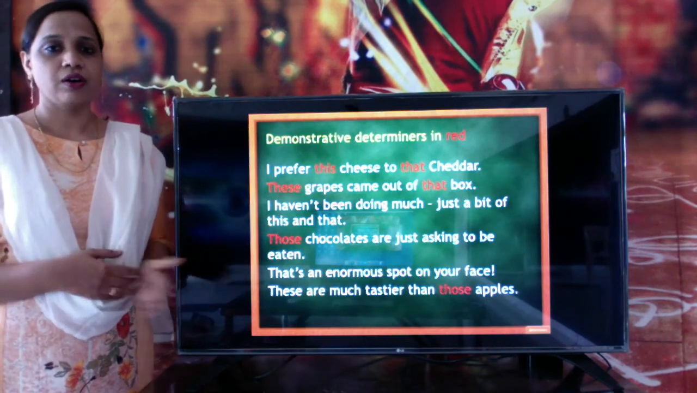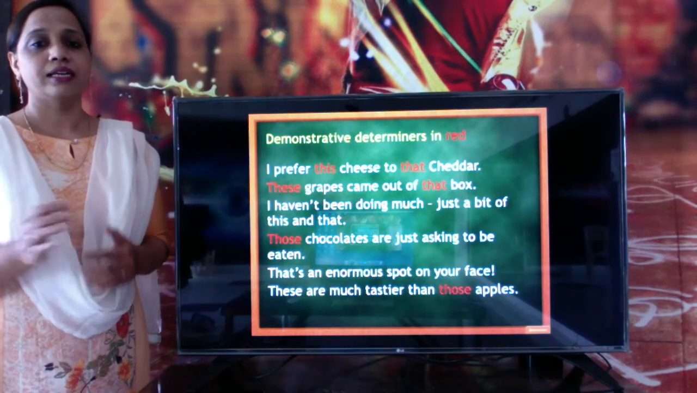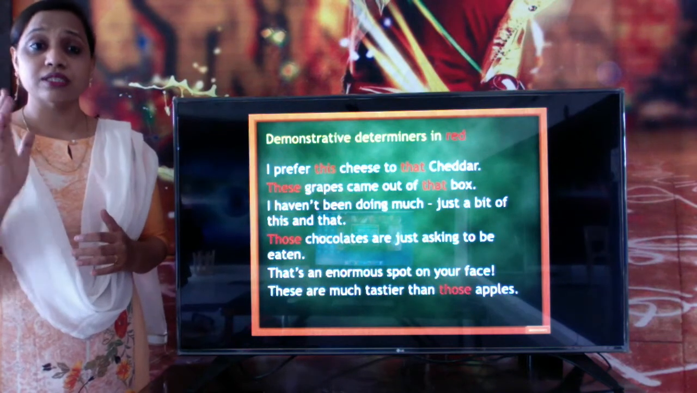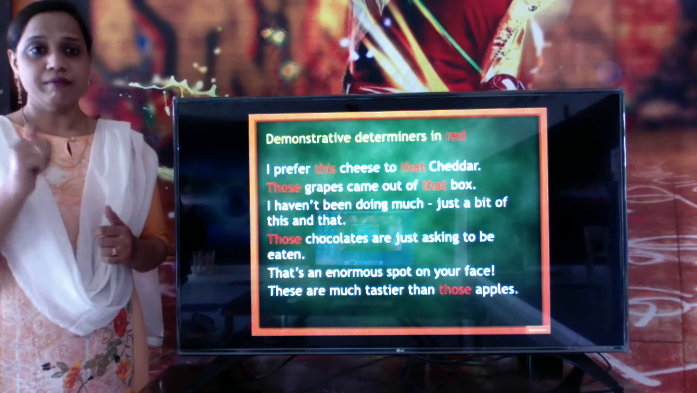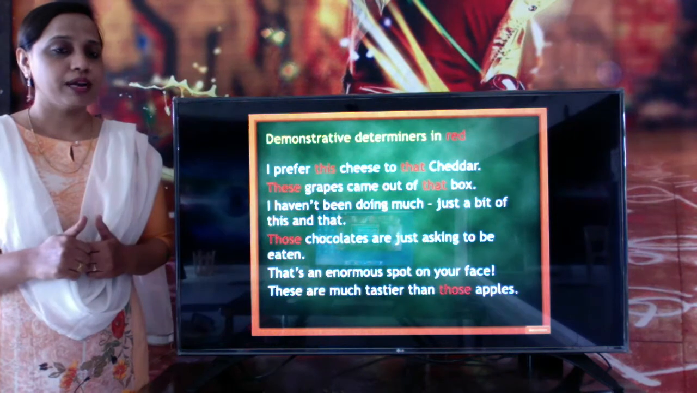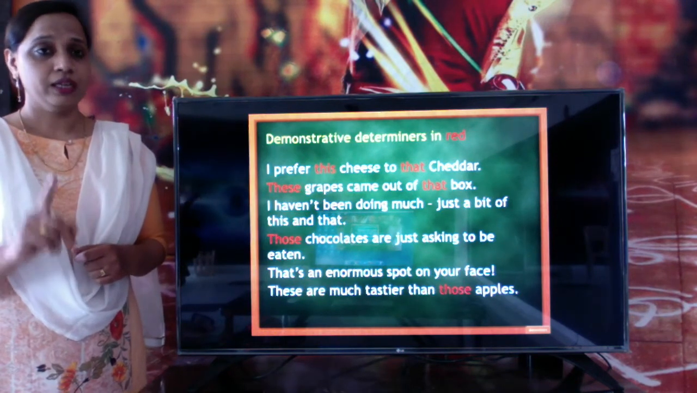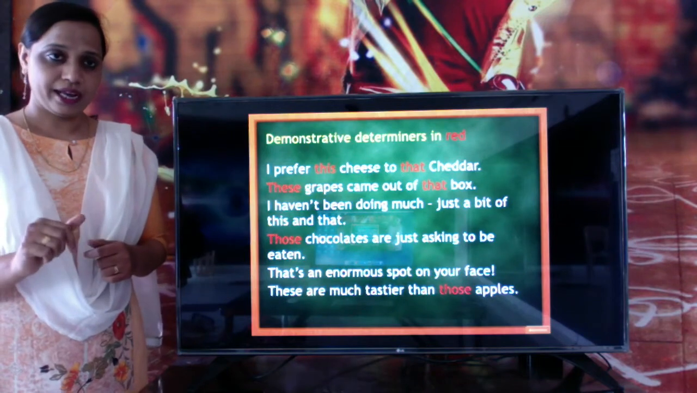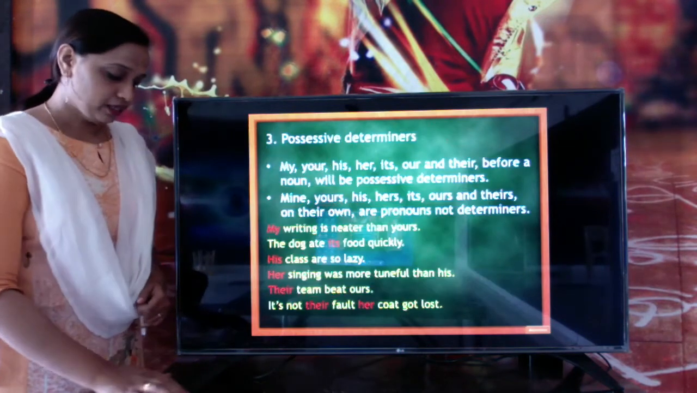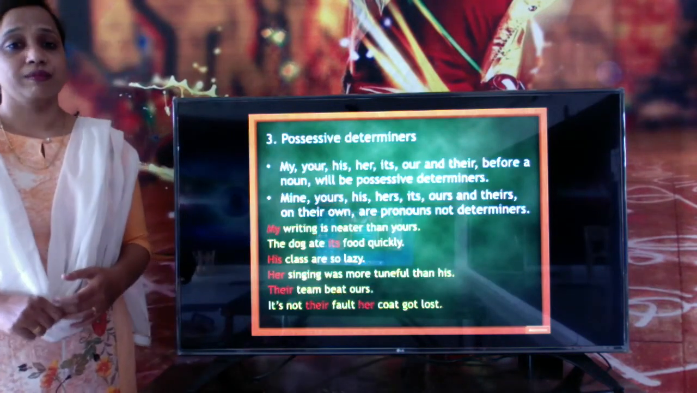In this slide, all red letters are demonstrative determiners. Remember, in a demonstrative determiner, what should come? There should be a noun after demonstrative words. Clear? Let's move ahead. The next is possessive determiners.